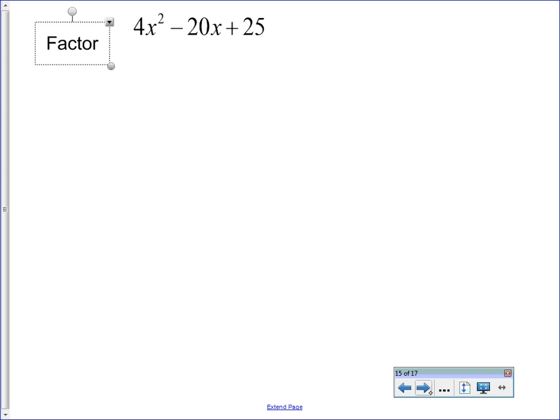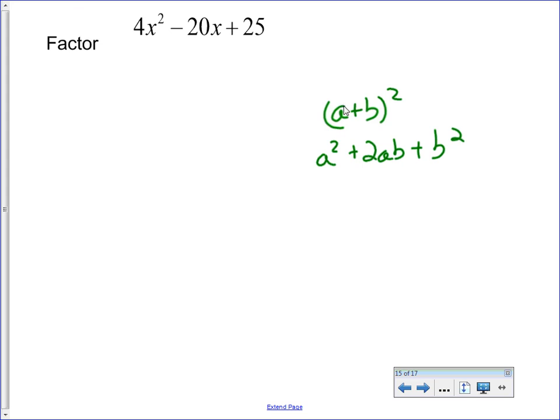There's two ways to do it. One is you could recognize the form. If you have a plus b squared, it's always going to be a squared plus 2ab plus b squared. A lot of us have a lot of trouble recognizing that form. So if we don't recognize it, we're okay, because we can just factor it out.